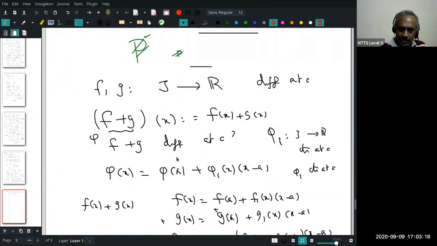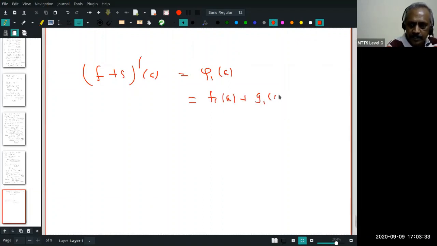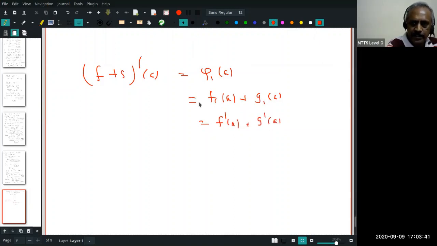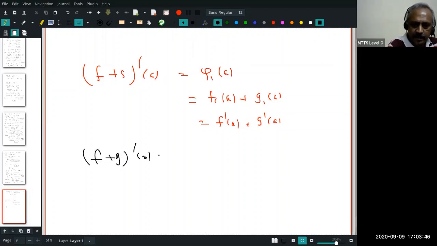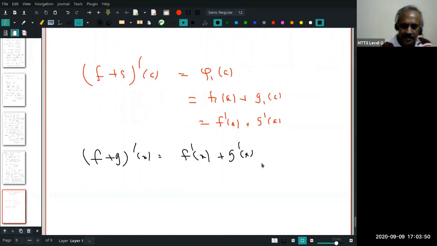Next, what is the derivative? The derivative is phi1 at a. Therefore, (f plus g)'(a) must be equal to phi1(a). But what is phi1? f1(a) plus g1(a). But what is f1(a)? f is differentiable, therefore f1(a) is f'(a), and g1(a) is g'(a). That means we have proved (f plus g)'(x) equal to f'(x) plus g'(x), wherever they are differentiable. Have you understood this?